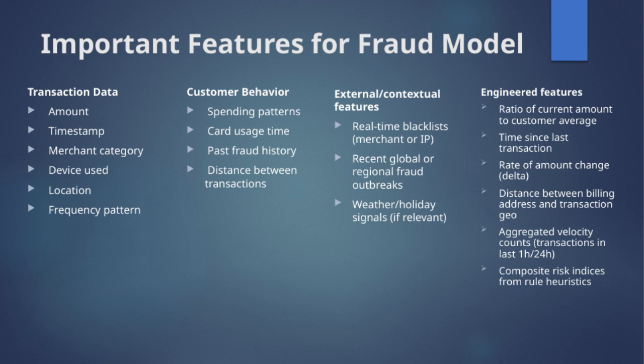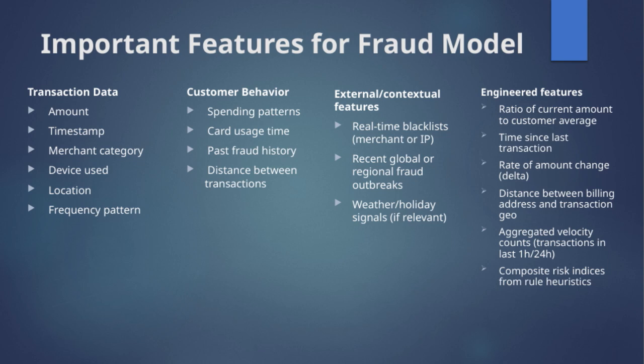Another important feature is the distance between the billing address and the transaction's geographical location. Large distances in a short time frame might indicate suspicious activity. We also track aggregated velocity counts, such as the number of transactions in the last hour or 24 hours, to catch rapid bursts of activity. We incorporate composite risk indices derived from various rule-based heuristics, giving us an overall risk score.